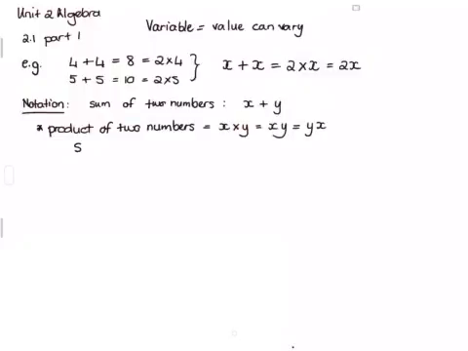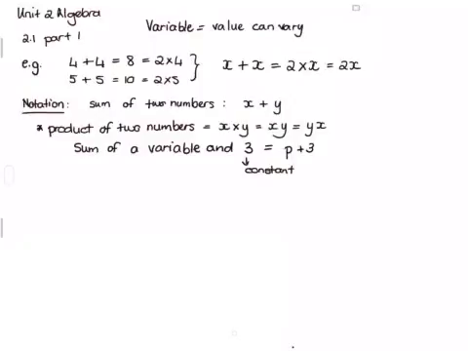Here's another one. Sum of a variable and 3. So the variable, again, it can be any letter. It doesn't have to be x's and y's. I can make it p plus 3. So 3 is what we call a constant, since it constantly remains the same.